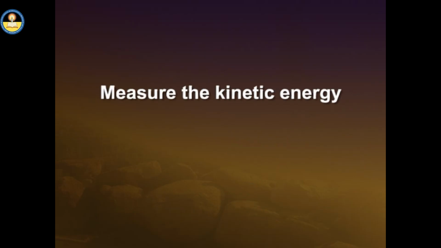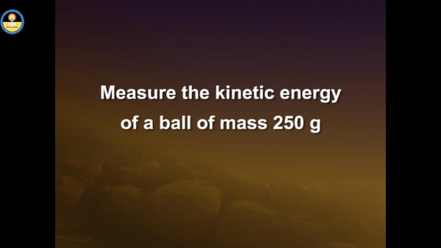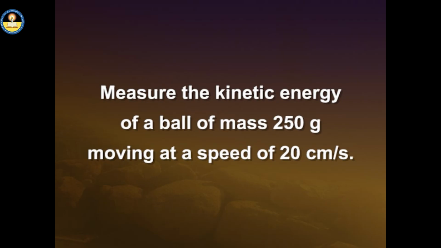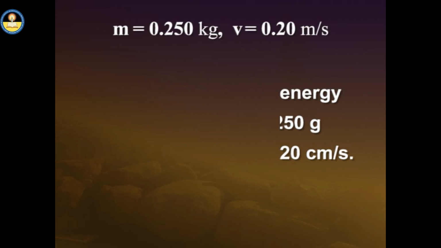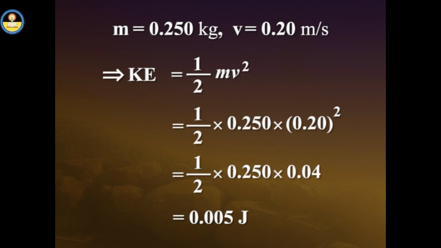Let us measure the kinetic energy of a ball of mass 250 gram moving at a speed of 20 centimeter per second. And it comes out to be 0.005 joules.